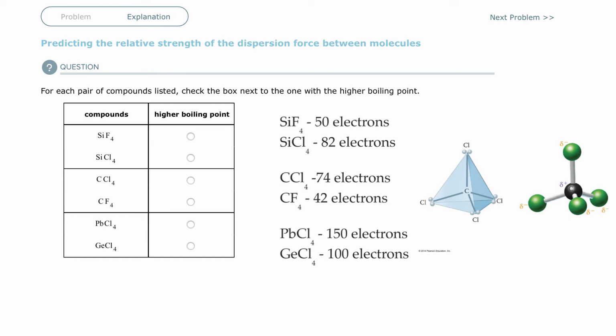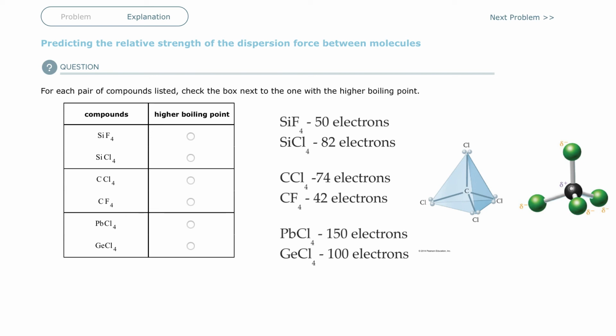Now, I did the work for you this time. You're going to have to do it on your own. They're going to give you two compounds, and you pick the higher boiling point. First one, silicon tetrafluoride, has 50 electrons because I just added up the atomic numbers of 4 fluorines and 1 silicon, and that adds up to 50. Silicon tetrachloride, since chlorine is bigger than fluorine, is going to be bigger, with 82 electrons. So it will have the higher boiling point.